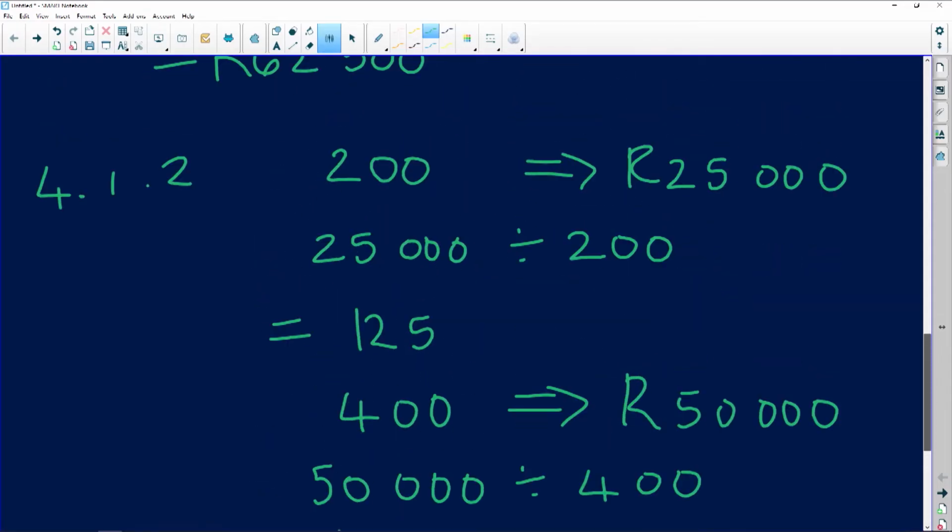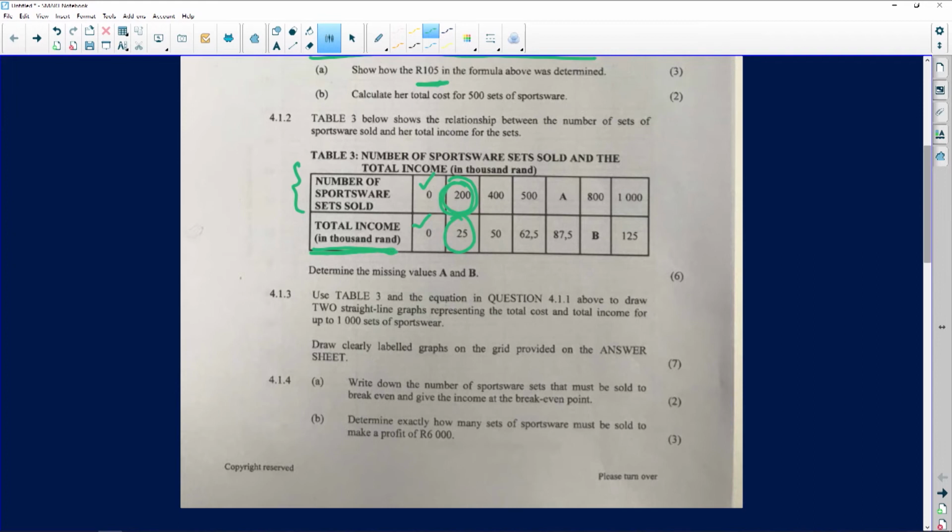So now that I can see that there's a relationship between the number of items and the money, I know that I could do the third one and the fourth one just to see if I am getting the correct answer. So how am I going to find A? Let's go and see the positioning of A. So in order for me to find A, this is our A over here. It means that in order for me to find that A, I need to say 87,500 rand divided by 125.